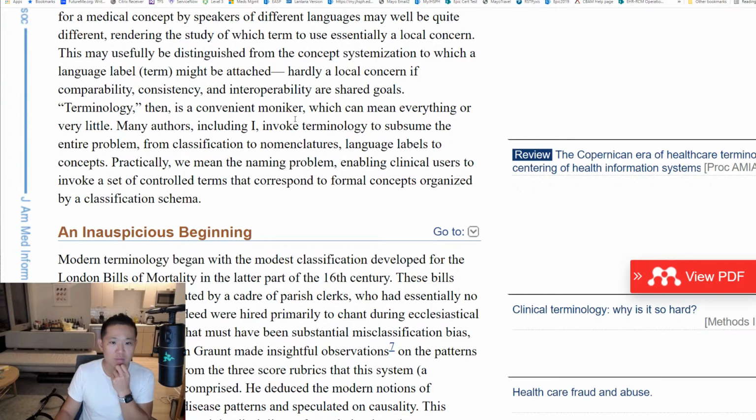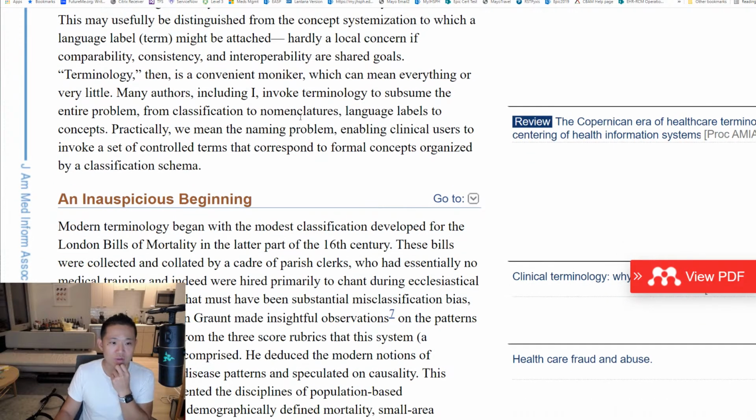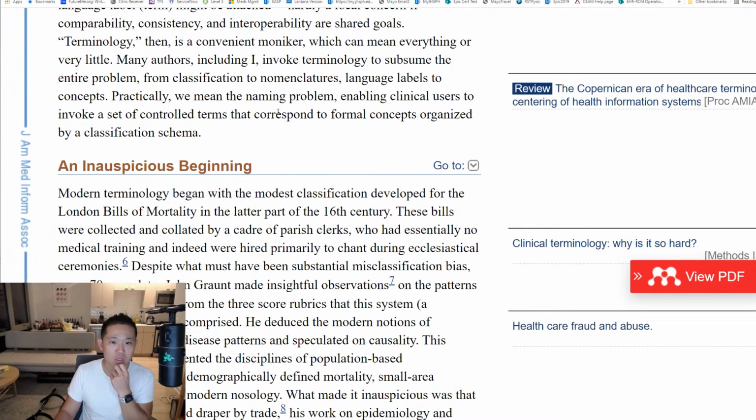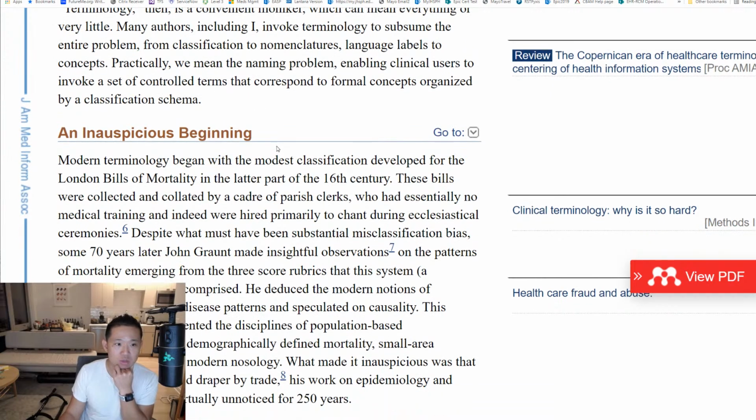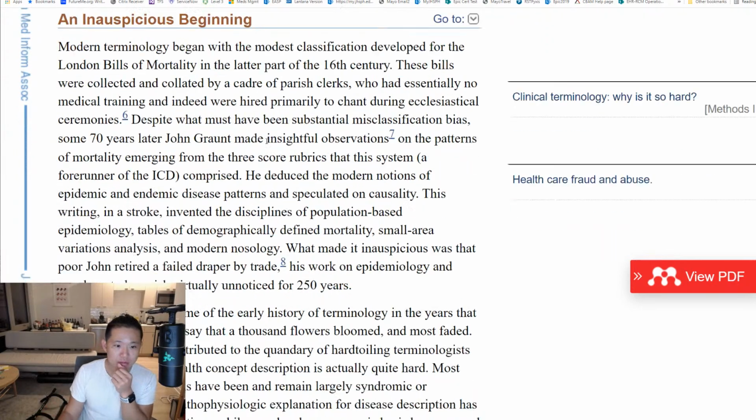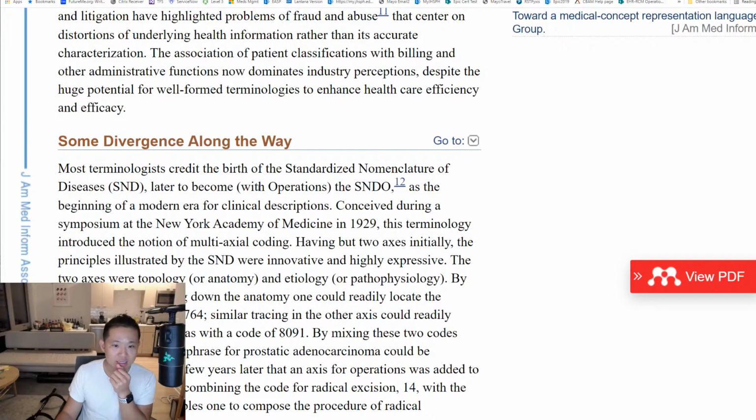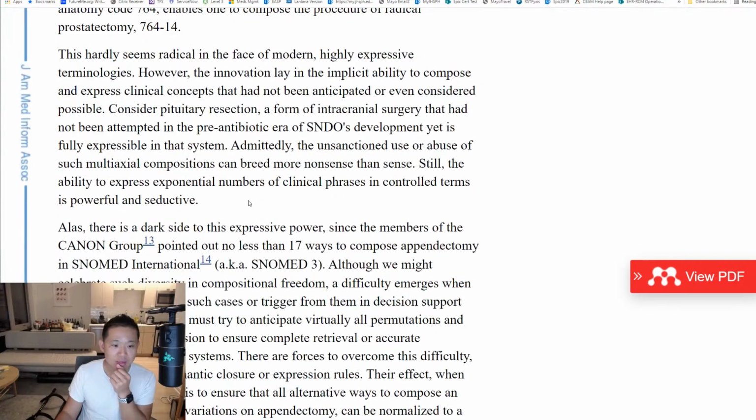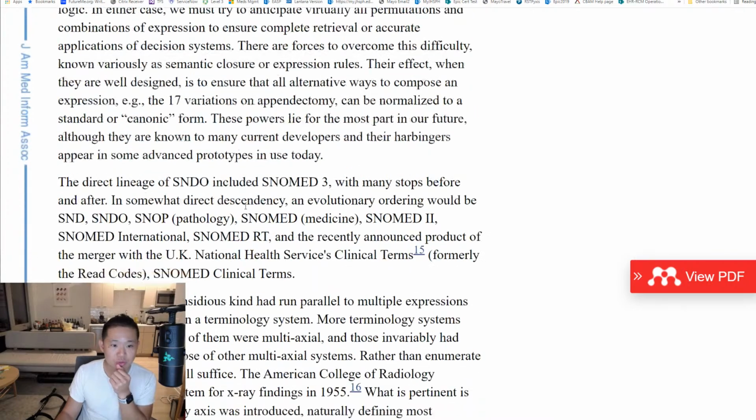Terminology, then, is a convenient moniker, which can mean everything or very little. Many authors, including I, invoke terminology to subsume the entire problem, from classification to nomenclatures, language labels to concepts. Practically, we mean the naming problem, enabling clinical users to invoke a set of controlled terms that correspond to formal concepts organized by a classification schema. I can't say this is something that I probably want to read through right now.